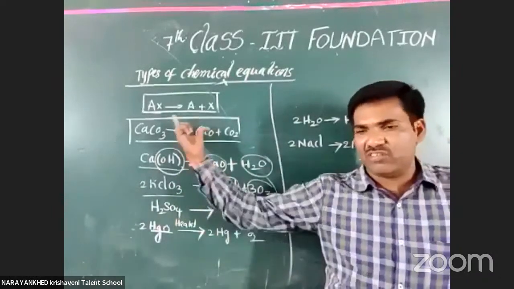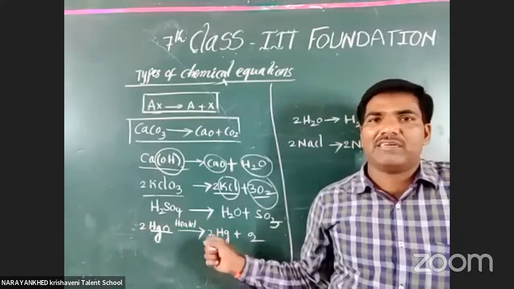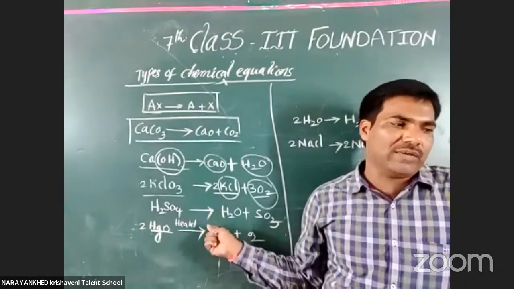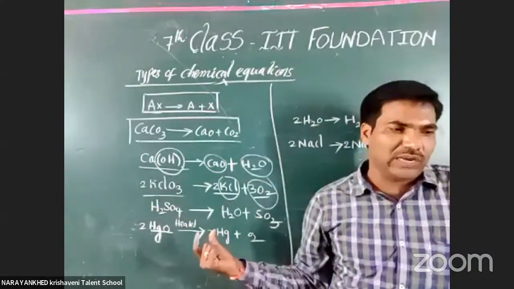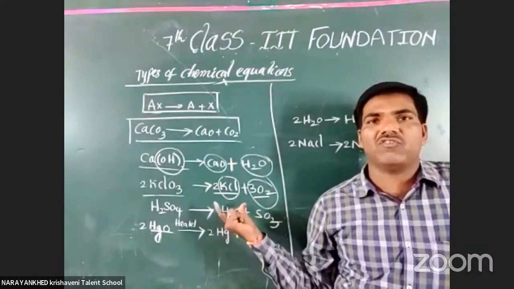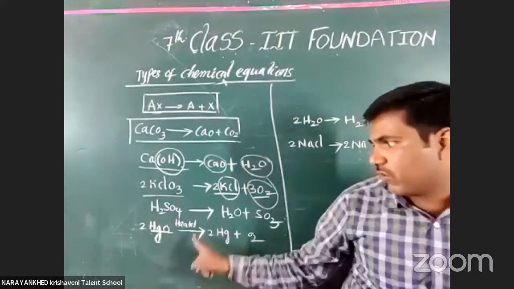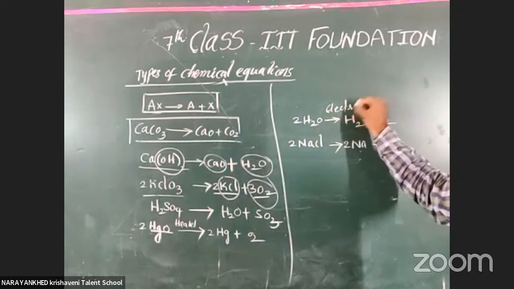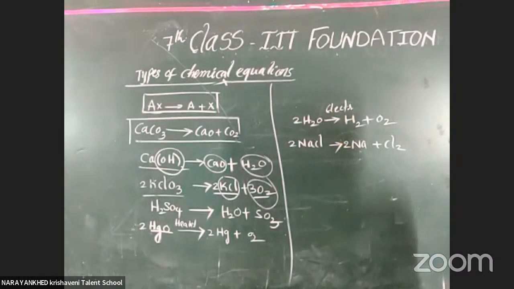Some examples of decomposition we have taken. Sometimes it goes by electricity, sometimes it goes by heat, sometimes by other general chemical changes. Clear or not? It will divide into two substances. Understood? Yes, right. These are the things. Yes, it is because of heat. It is because of what? Electricity. It is also because of electricity only.